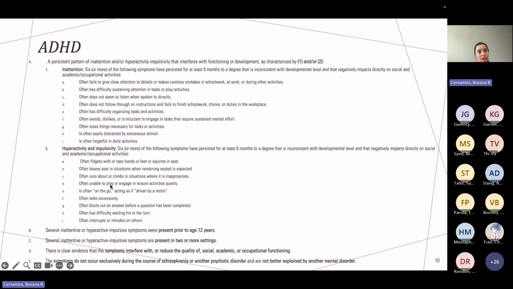Okay, hyperactivity and impulsivity. This is the one that I think stereotypically is what teachers often consider ADHD, or what flags their attention. So: fidgeting, tapping your hands, leaving your seat, running or climbing in situations that are inappropriate, being unable to play in a leisurely activity in a quiet manner, being on the go or driven by a motor, talking a lot, blurting out before their turn, difficulty waiting their turn, and interrupting or intruding on others. So that's the kid you can't get a word in with when you're talking with this little kid.